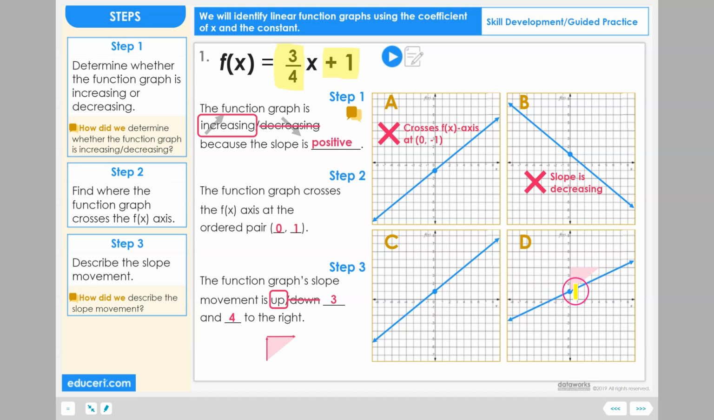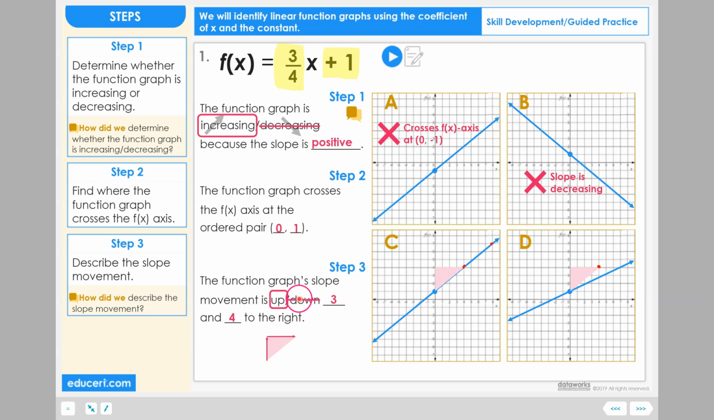Well, in graph D, starting from the f of x axis crossing point, if we were to go up 3 and 4 to the right, that would give us a point right here on the graph. And this line does not cross through that point. In option C, if we go up 3 and 4 to the right, we are back on the graph. And if we were to do that one more time, up 3 and 4 to the right, we are once again on the graph.